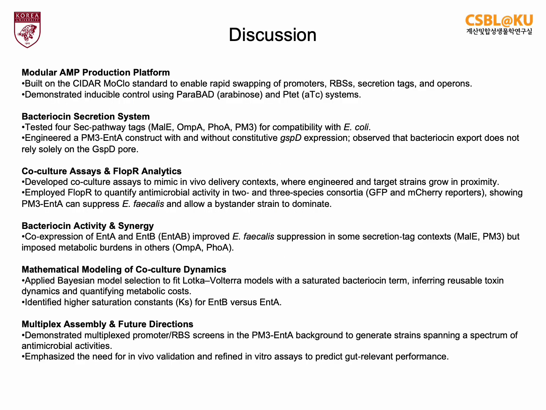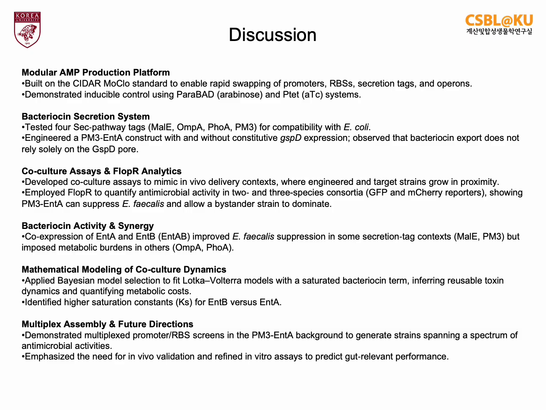In conclusion, in this study, the authors built a modular AMP production platform based on the CIDAR MoClo standard and chose 4 secretion pathway tags to test the secretion of bacteriocins. They also engineered a PM3-A construct with and without constitutive GspD expression, and observed that bacteriocin export does not solely rely on the GspD pool. Then, the authors developed co-culture assays to mimic in vivo delivery contexts where engineered and target strains grow in proximity, and the result indicated that the PM3-A strain is able to suppress growth of the target strain.